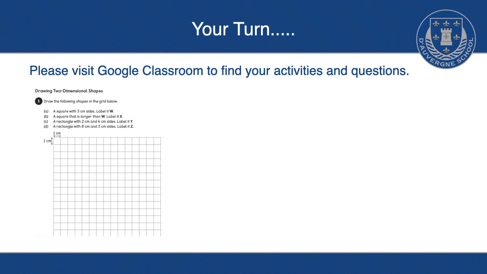If you can even create your own squared paper, or if you print it out, it will help you to make sure that each square goes up in 1 centimetres, because you're going to have a go at drawing the area of 2D shapes. All right, have a go, see how you get on.